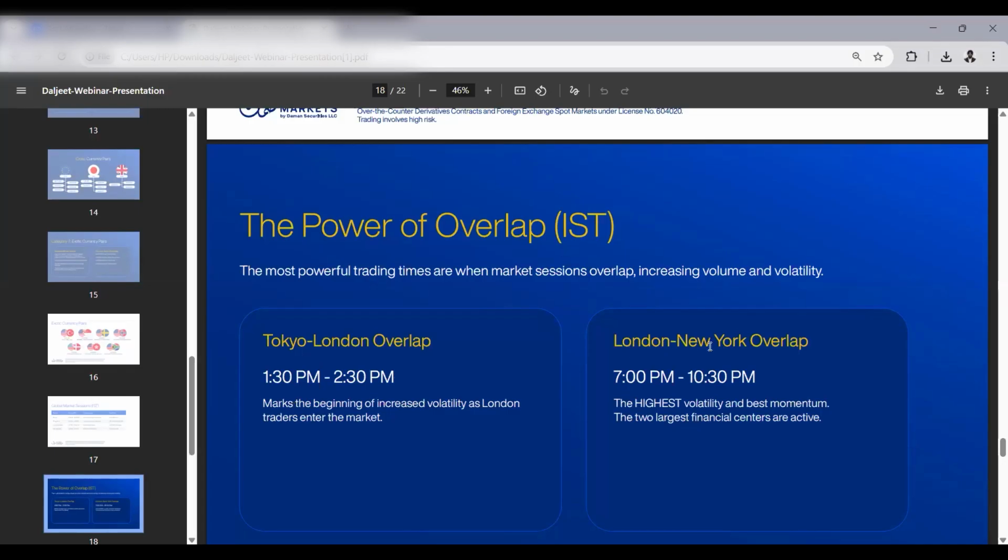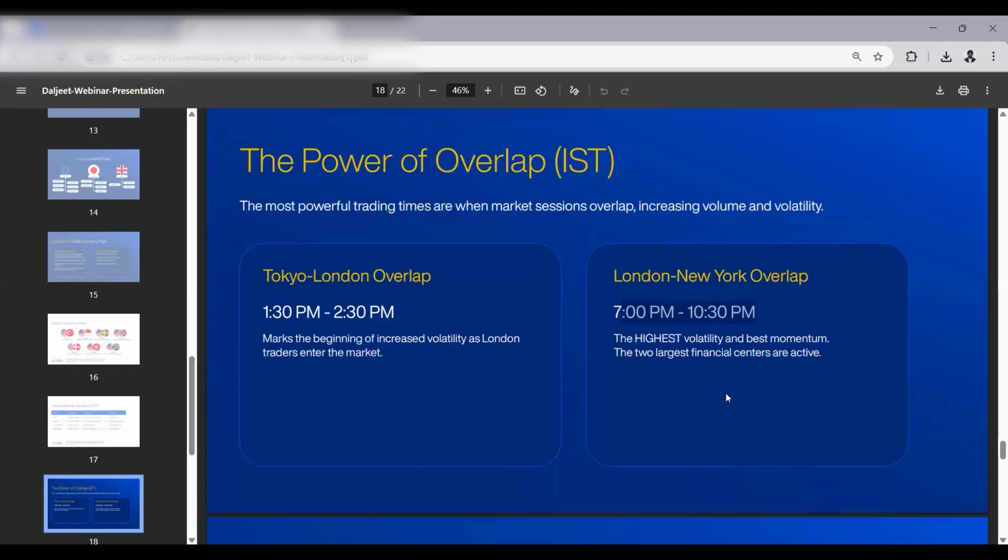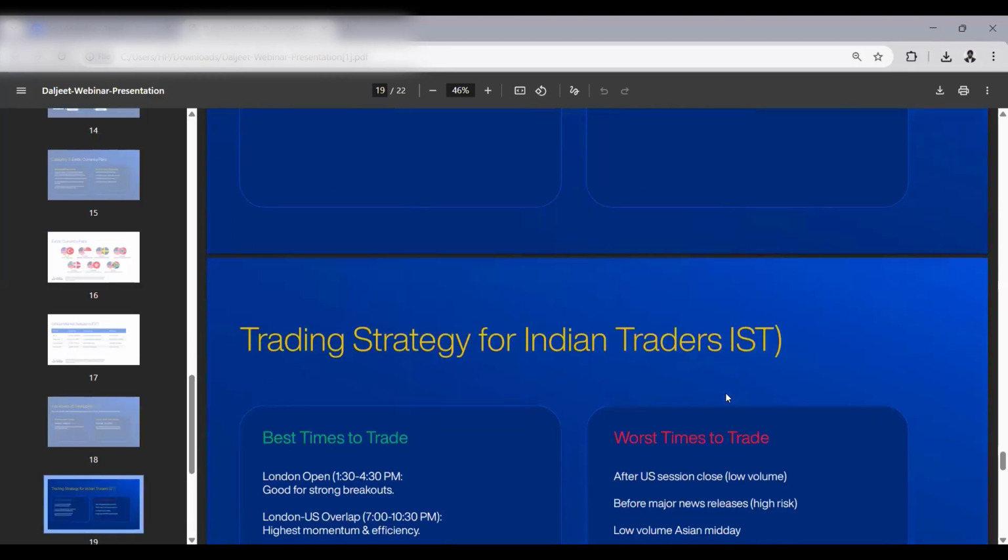And one more overlap is from 7:30 p.m. to 10:30 p.m., where London overlaps with the New York market. That is where the highest volatility, highest momentum, and highest liquidity is needed, because the two largest financial sectors are active. The UK session and the US session are active at the same time from 7:30 to 10:30 p.m. And we are talking about Indian Standard Time, right?